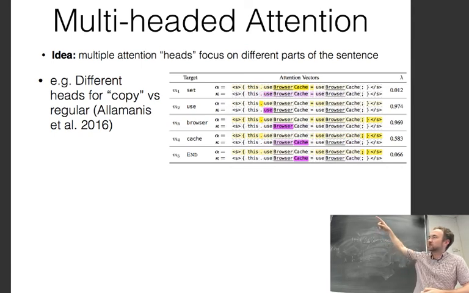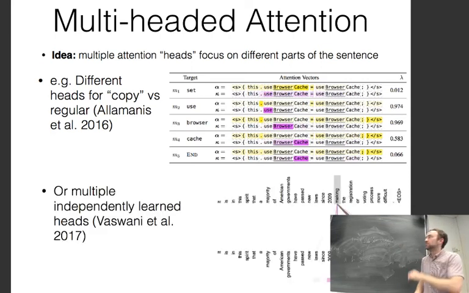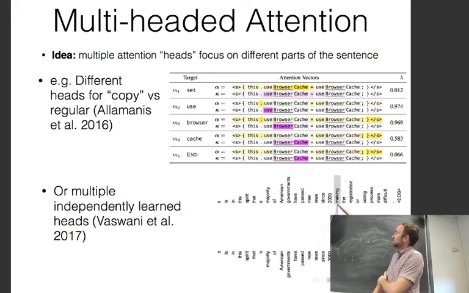And you can see the regular attentional model is much more fuzzy. It's kind of focusing on the whole function, while the copy model is much more sharp, and it's focusing explicitly on variable names. So this has two attention heads, basically: one for the regular attentional model, and one for the copy model. And then there was another paper, which I'll talk about in a second, which does 8 attention heads.